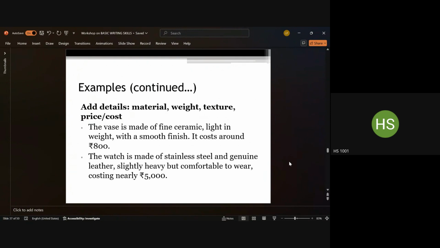I don't think I have to discuss that. Of course, you can understand what it is. Fine ceramic, lightweight, smooth finish, stainless steel, genuine leather, slightly heavy. Okay, all of these are descriptions associated with the additional details of material, weight, and texture.